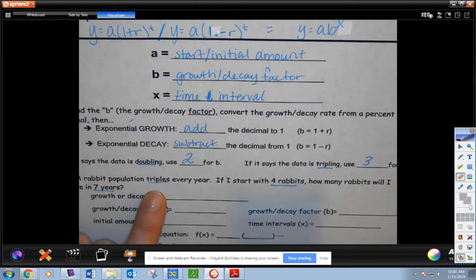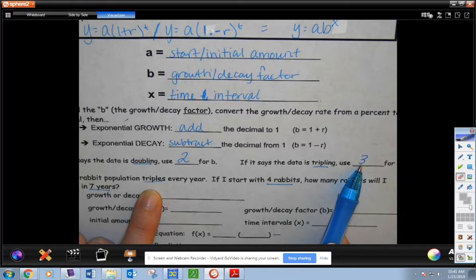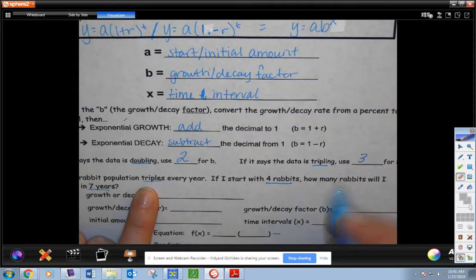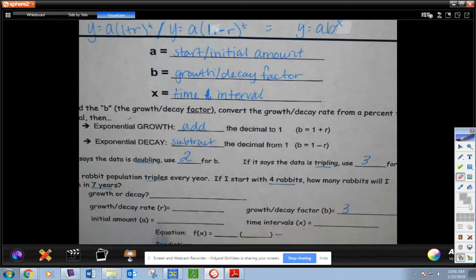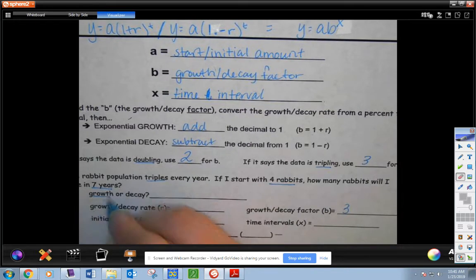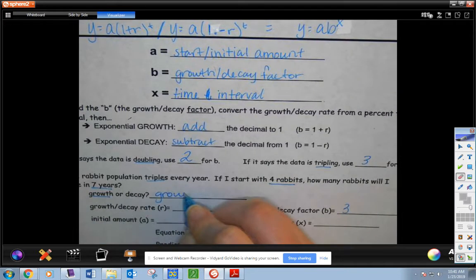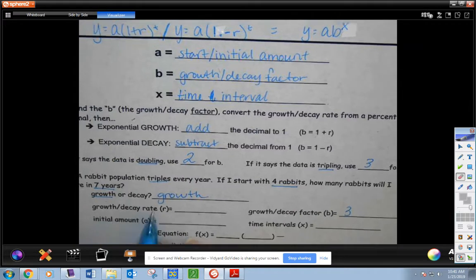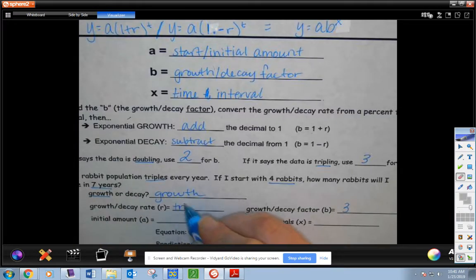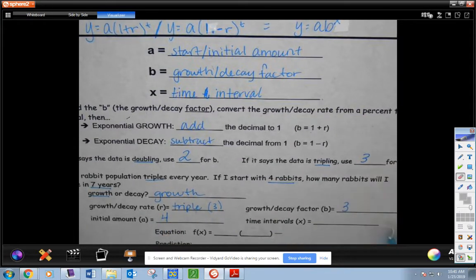This is that example where I was just talking about. So you already know that your growth factor is 3. So triples, go over here to your growth factor, that means 3. Since it is tripling, that means it's growing. So this is growth. And my rate was that word triple, which in other words just means 3. The initial amount, I start with 4 rabbits, and my time interval, I want to figure it out in 7 years.